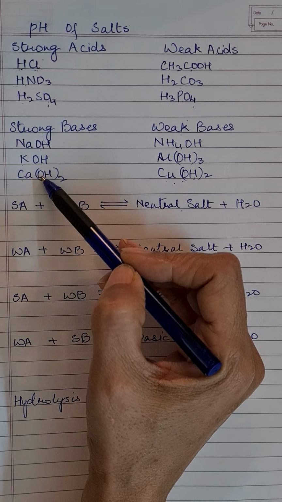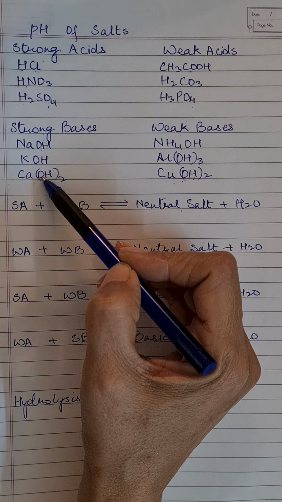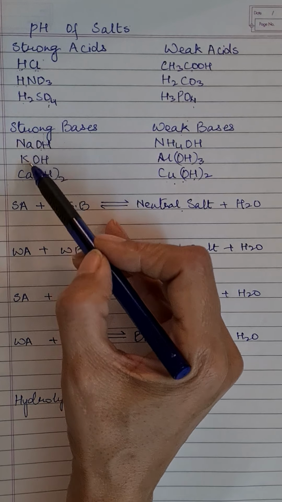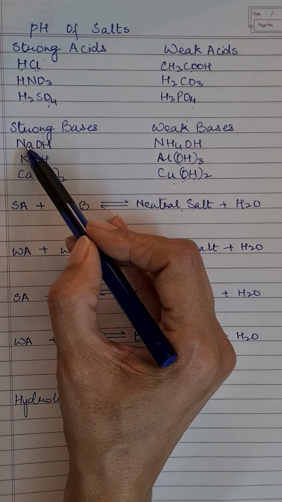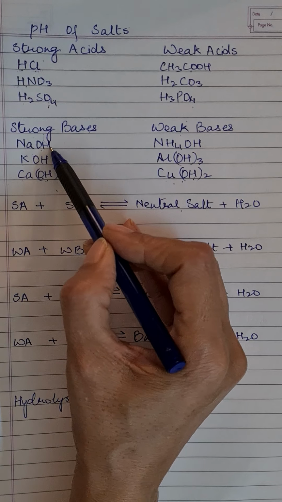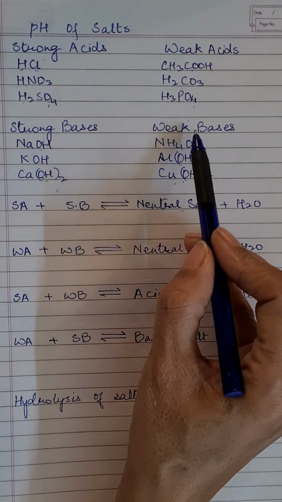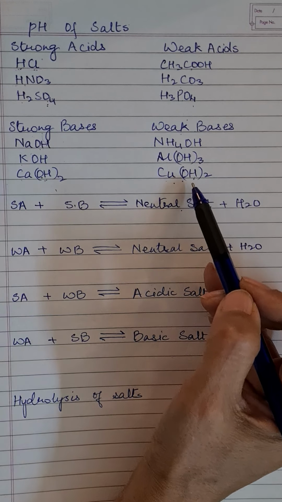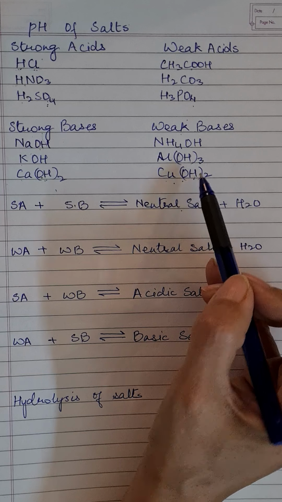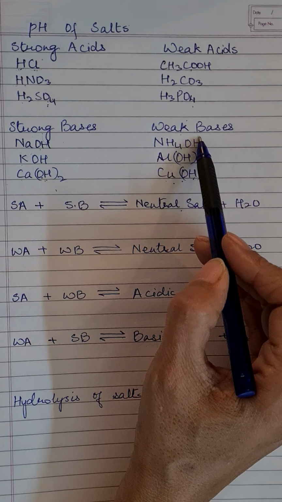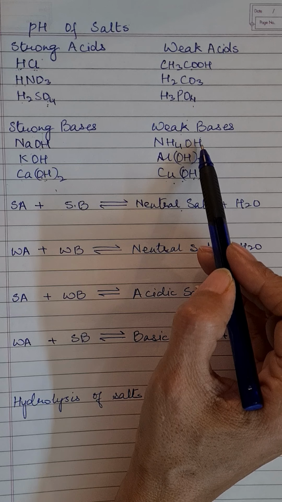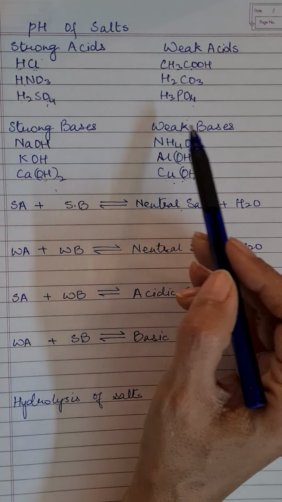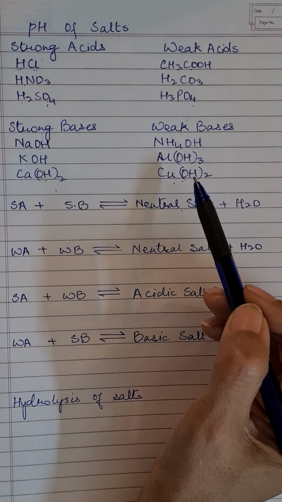Similarly, a strong base would ionize in water to give 100% dissociation into the positive ions and the negatively charged OH ions. And weak bases would partially ionize. That means 100% of these molecules are not going to ionize. So that is how we categorize acids as strong or weak, or bases as strong or weak.